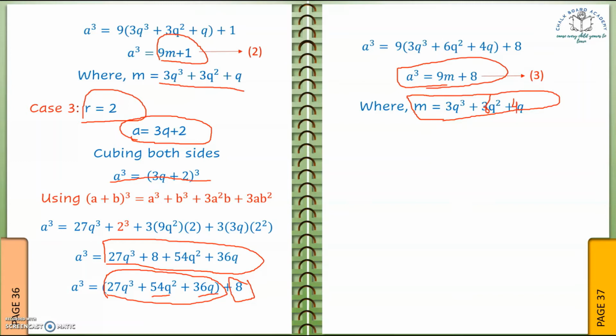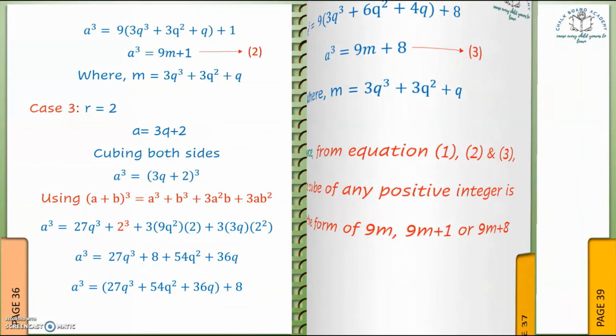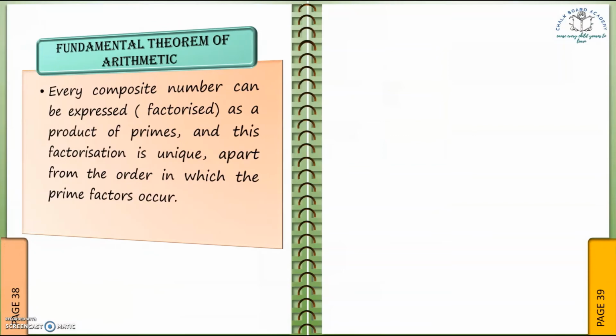So we have again proved the statement which we were asked in the question. So for equations 1, 2 and 3 we can simply say that the cube of any positive integer can be written in the form of 9m, 9m plus 1 or 9m plus 8. So moving forward, let's look into another concept.